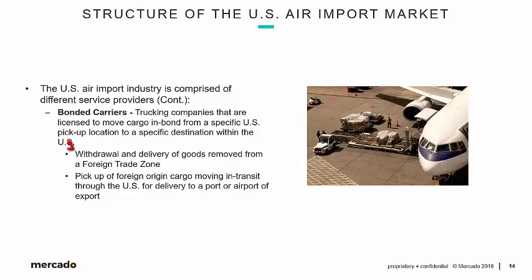Other examples in our sub-bullets: withdrawal and delivery of goods removed from a foreign trade zone. That's a little outside of our scope, but certainly an example. And then pickup of foreign origin cargo moving in transit through the U.S. for delivery to a port or airport of export. That was the Asia to Los Angeles, truck down to Miami example we spoke of a few minutes ago.